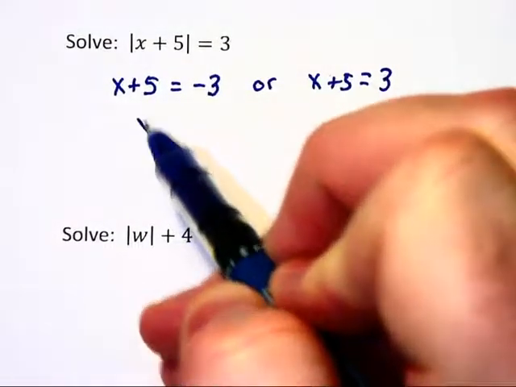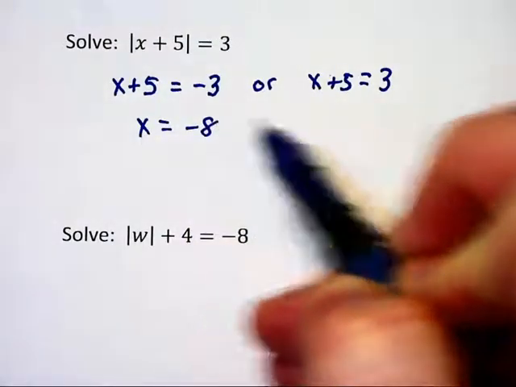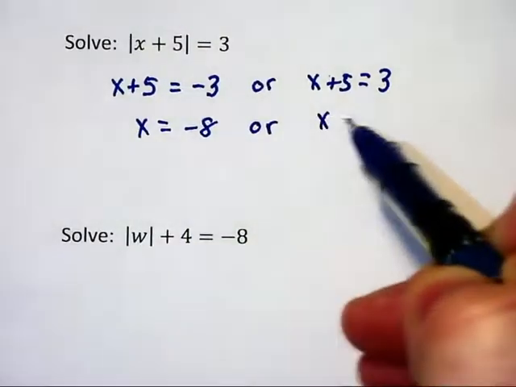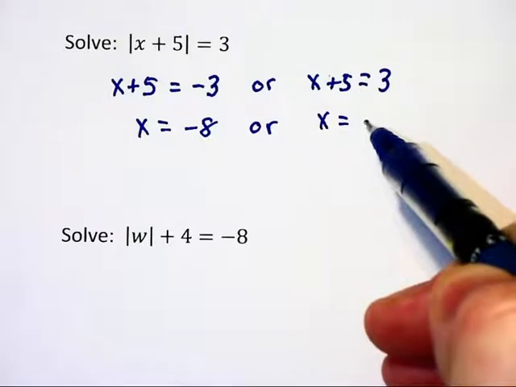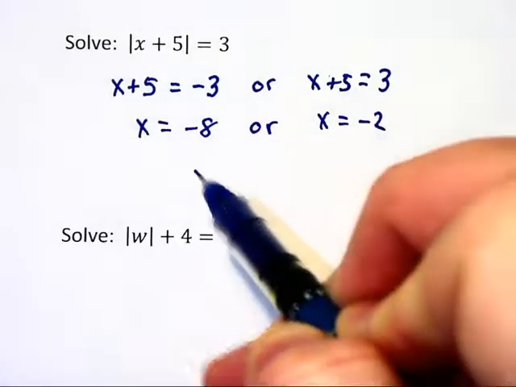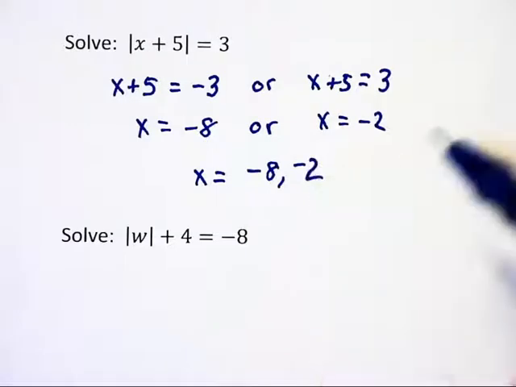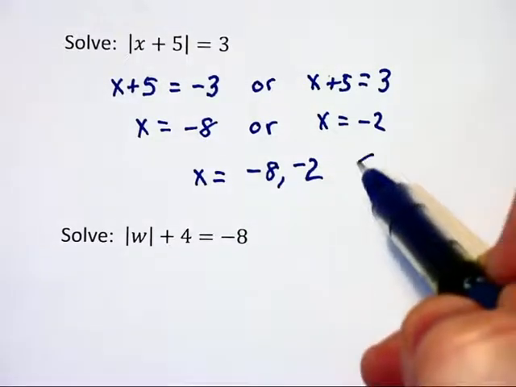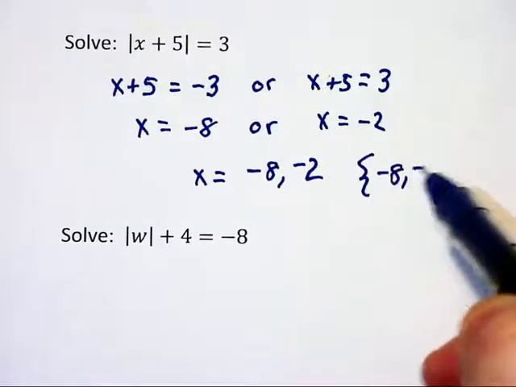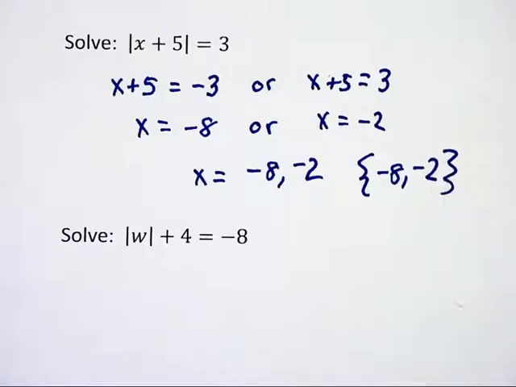Subtracting 5 on both sides, we will have -8, or subtracting 5 on both sides, we will have -2. I'm going to write this with a comma, -8, comma, -2 as the solution set, or sometimes we write this using a solution set notation.